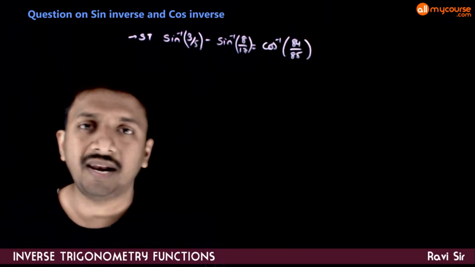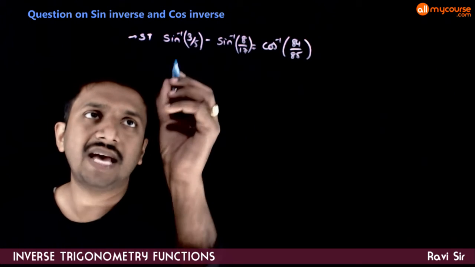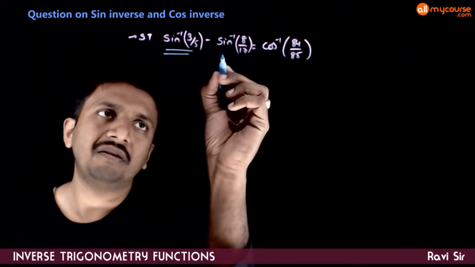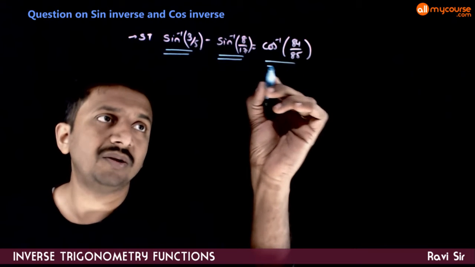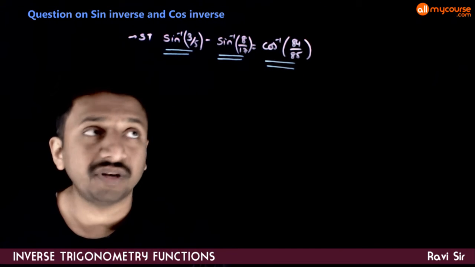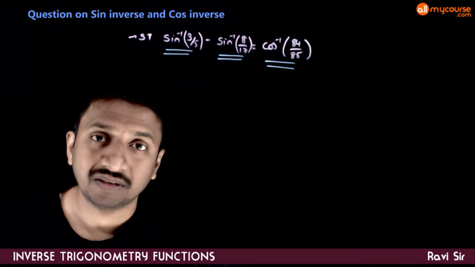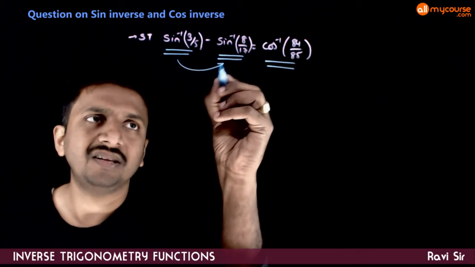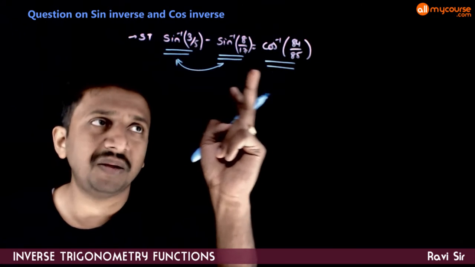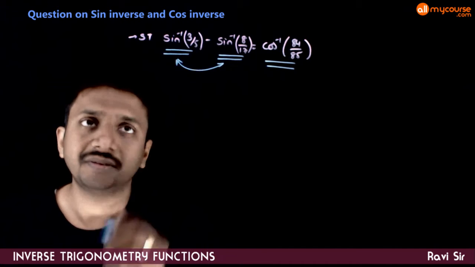So let us try to analyze this question. Sine inverse of 3 by 5 minus sine inverse of 8 by 17 is equal to cos inverse of 84 by 85. We need to prove this. Let us start with the LHS and see whether it is equal to the RHS.